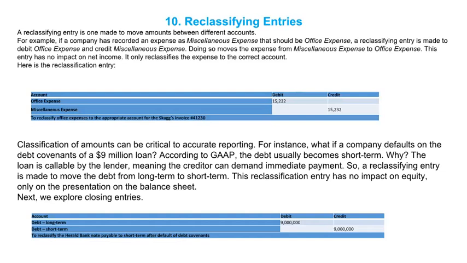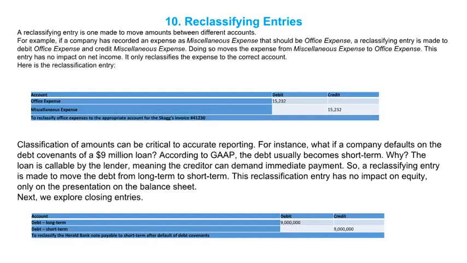This entry has no impact on net income. It only reclassifies the expense to the correct account. Here is the reclassification entry. Thus, rent will be debit and accounts payable will be credit with $5,000.